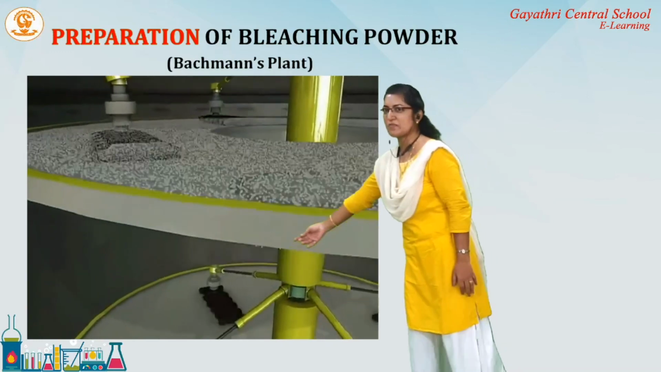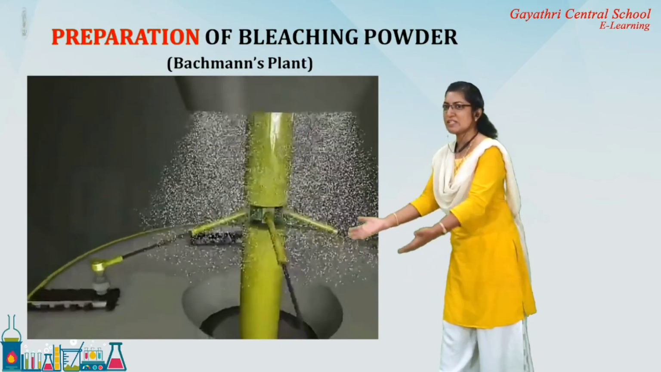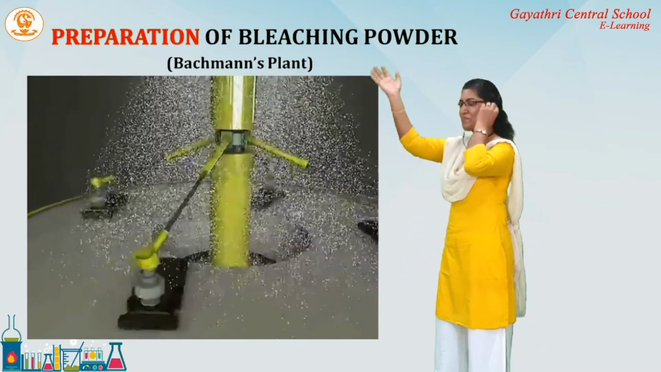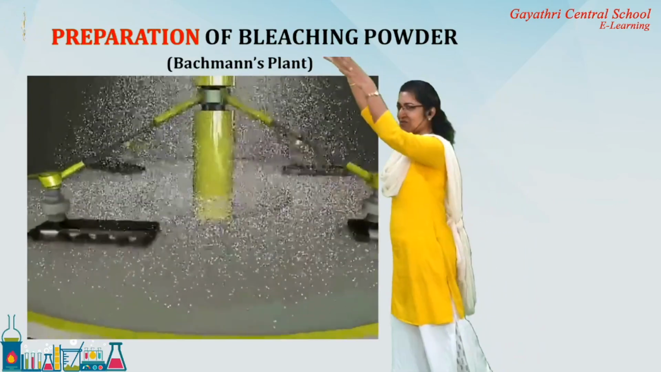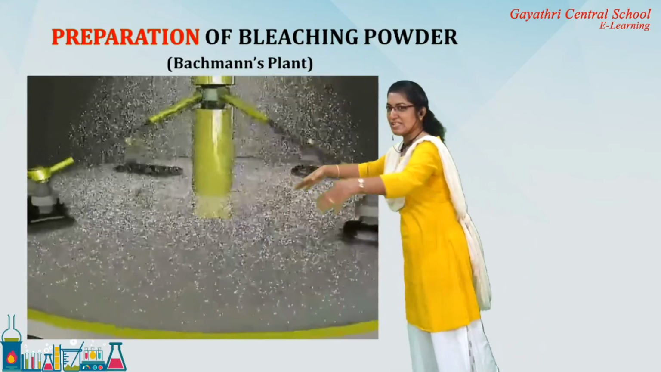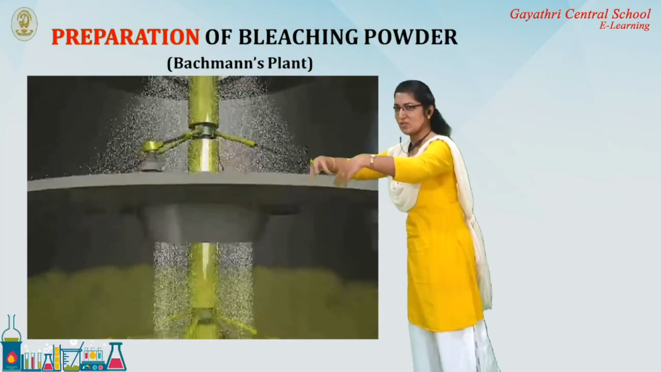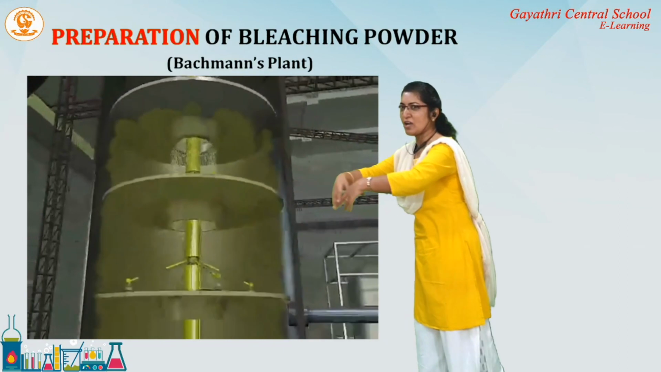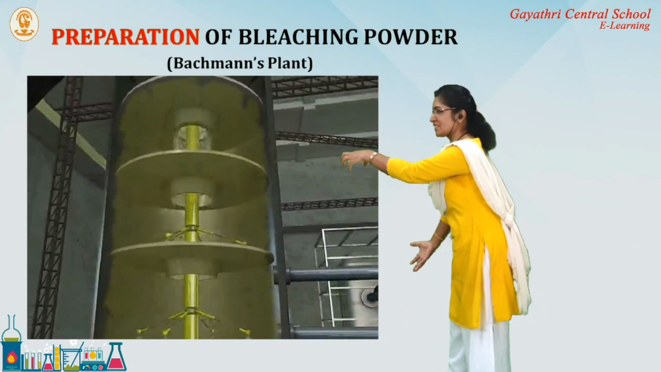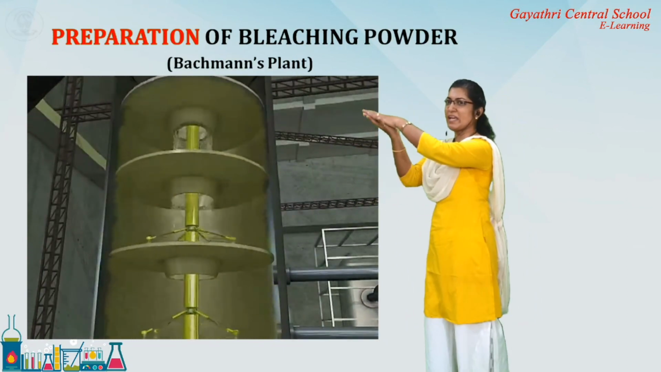Chlorine gas will be pumped from the inlet, so it will start to move up. Calcium hydroxide from the top will move down. These rakes will keep on rotating and making it fall down, isn't it? So that calcium hydroxide will fall down, and at the same time chlorine gas will be moving up.